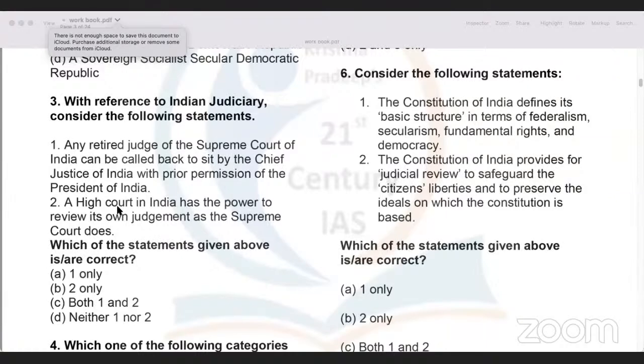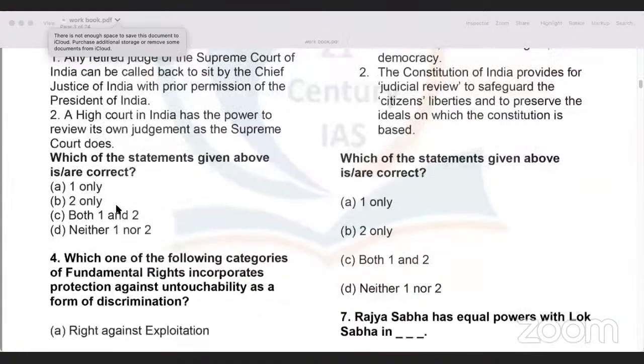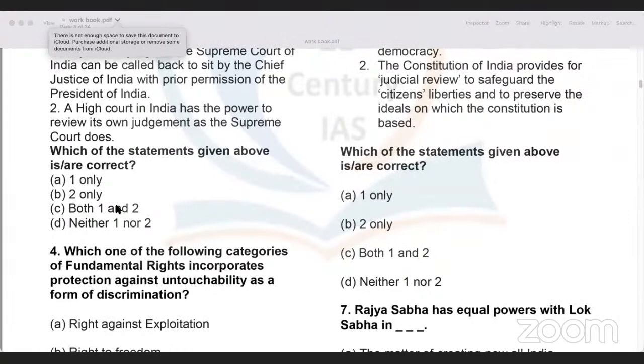So many cases are pending in the Supreme Court. The Supreme Court can ask a retired judge of the Supreme Court to sit as a judge of the Supreme Court with the prior approval of the President of India. And that is how statement 1 is correct as well as statement 2 is correct.